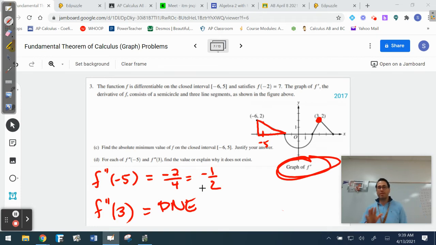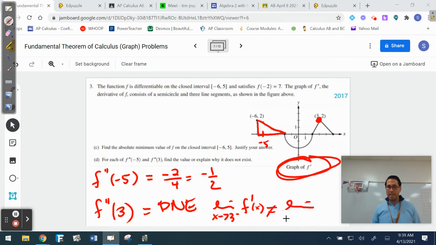Point for that, but then remember, it said to explain why it didn't exist, so you would have to make sure you explained it. And the best way to explain whenever we have a pointy place, remember, is to say the limit as we approach 3 from the left of f prime of x does not equal the limit as x approaches 3 from the right of f prime of x, okay?